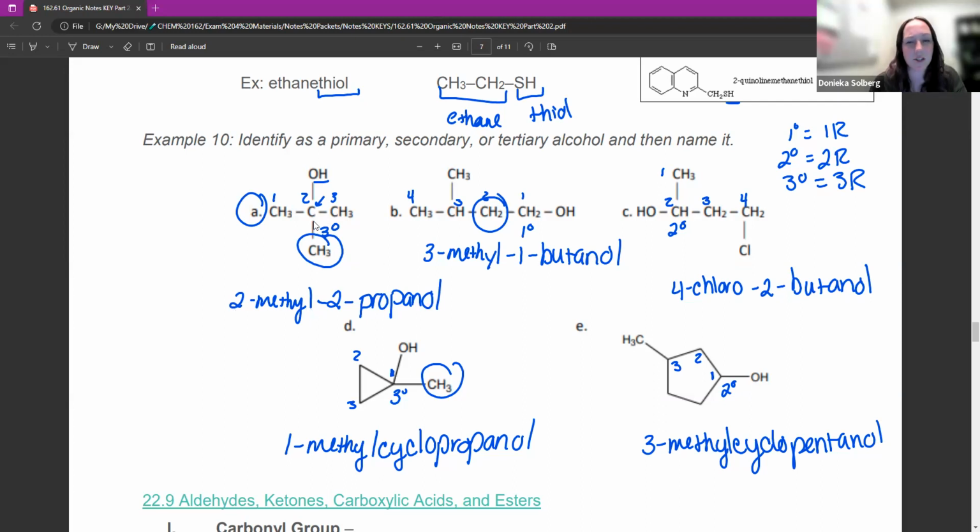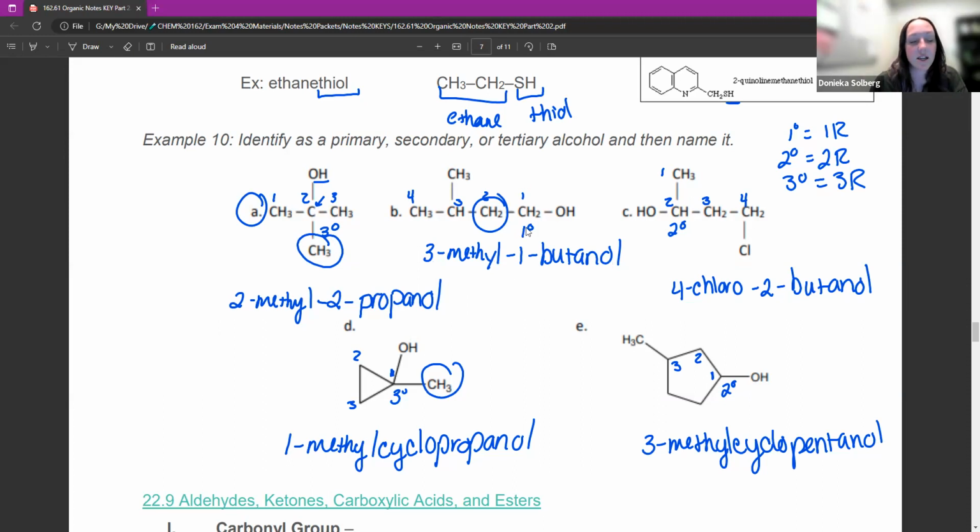You could have labeled this one a bunch of different ways, but you would still get the same name. On the second carbon, there's a methyl, and on the second carbon is where the -ol is. So it's propanol because there's 3 carbons total. All right, B is 3-methyl-1-butanol.